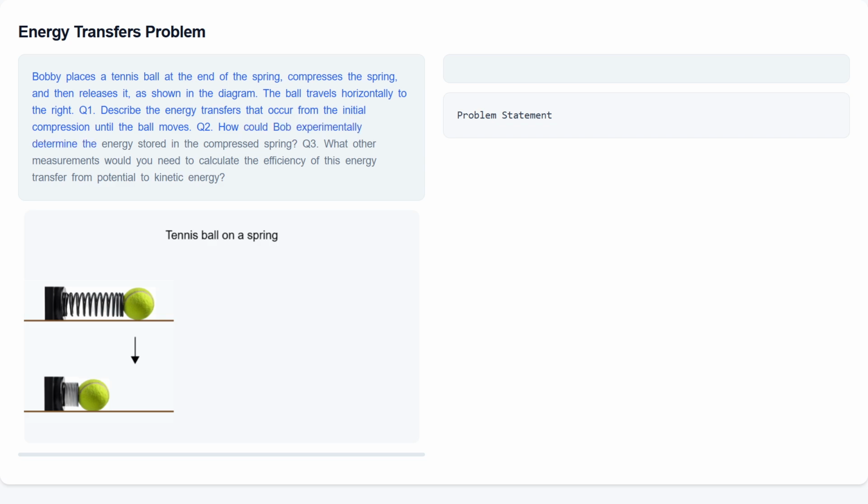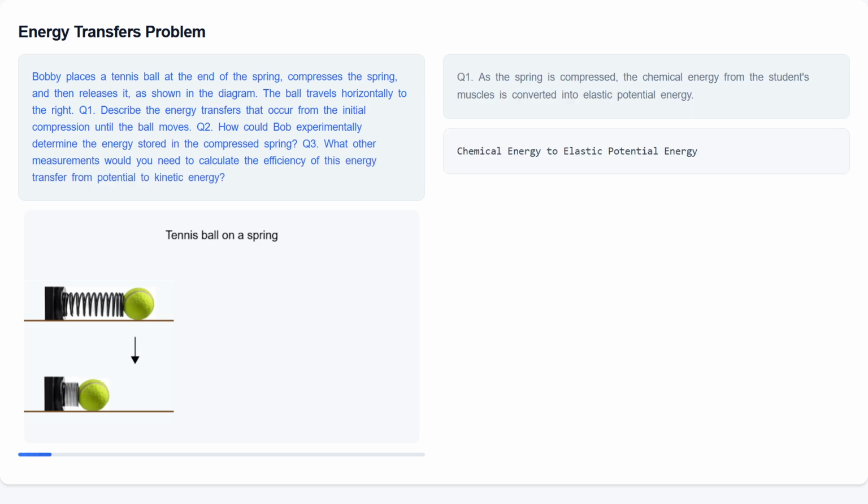Q2. How could Bob experimentally determine the energy stored in the compressed spring? Q3. What other measurements would you need to calculate the efficiency of this energy transfer from potential to kinetic energy?